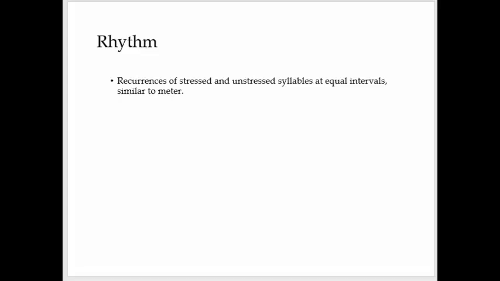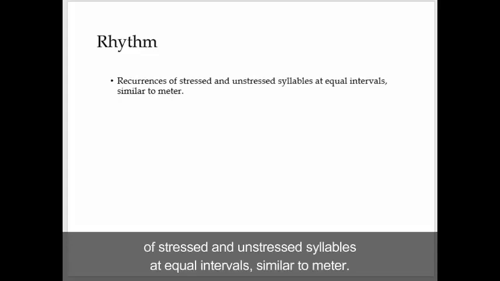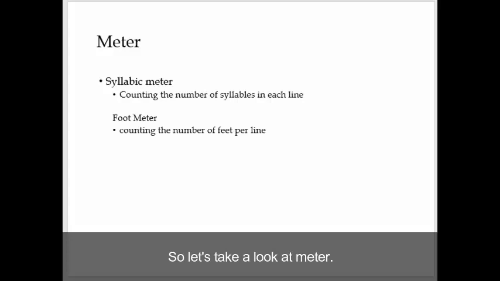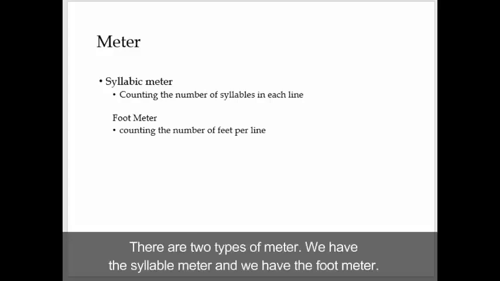Rhythm is the recurrence of stressed and unstressed syllables at equal intervals, similar to meter. So let's take a look at meter. We have two types of meter: the syllable meter and the foot meter.